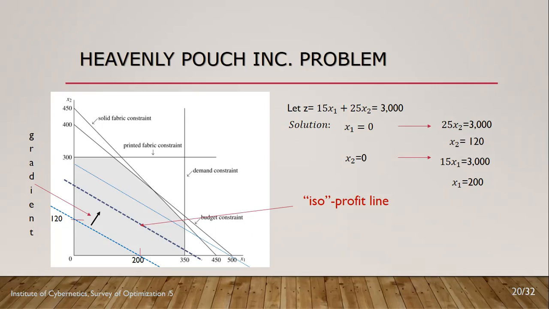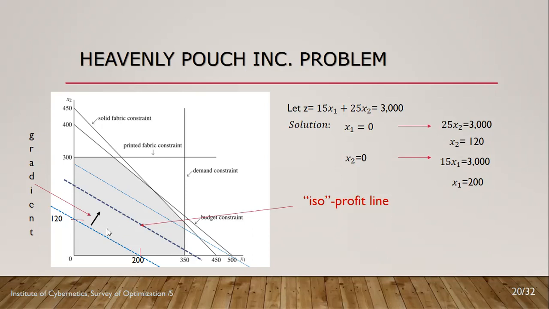This type of line is referred to as an isoprofit line. Why is it isoprofit? Because the value of the profit at every point of this line, including these two points, is the same. It is 3,000. Iso stands for the same in Greek. So in our case, this line corresponds to the same level of profit, again 3,000.